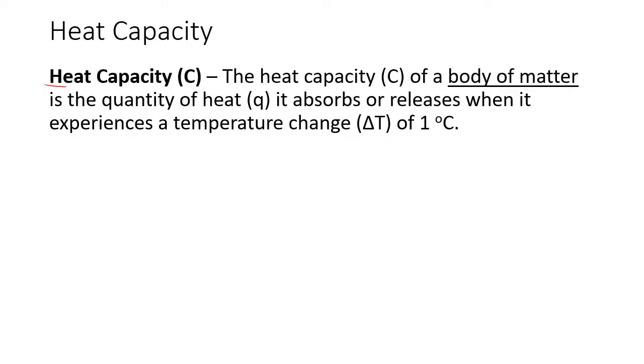Heat capacity uses the symbol capital C. The heat capacity of a body of matter or an object is the quantity of heat it absorbs or releases when it experiences a temperature change, delta T, of 1 degree Celsius. Heat capacity then is object specific. It depends upon the amount of matter present. Therefore, we would say it is an extensive property because it depends upon the mass.